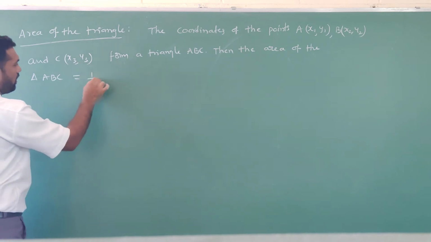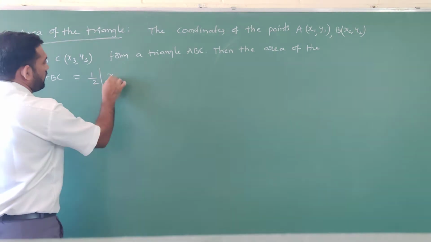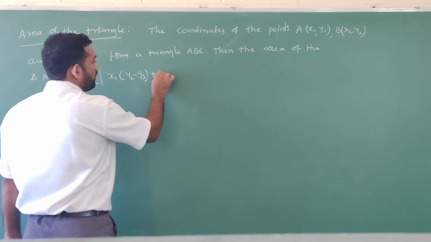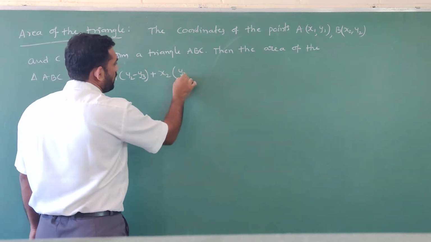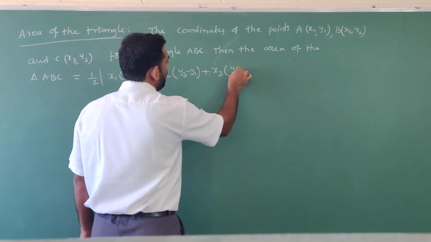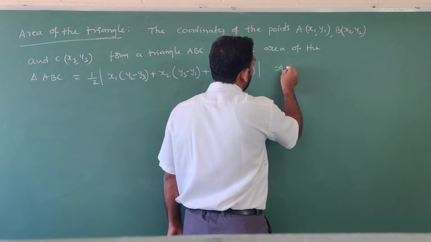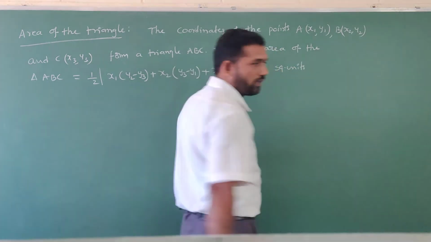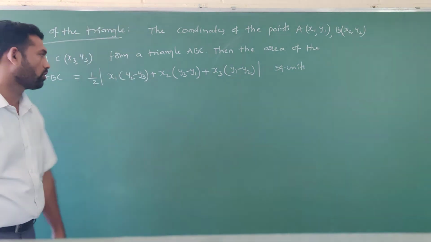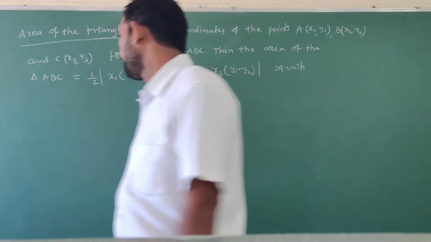is equal to half into modulus of x1(y2 - y3) + x2(y3 - y1) + x3(y1 - y2) square units. Area is always in square units. So compulsorily you should mention units, right? So on this formula we are doing some problems. Listen. Examples on this one.